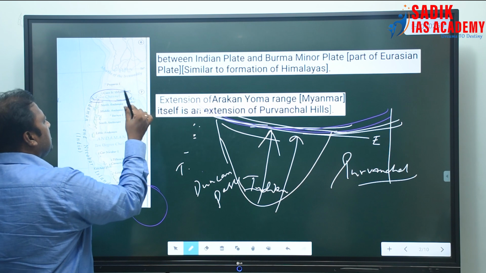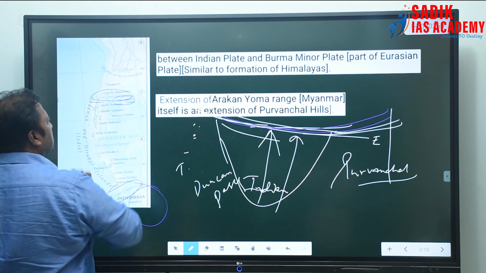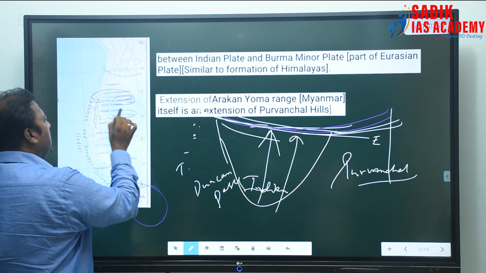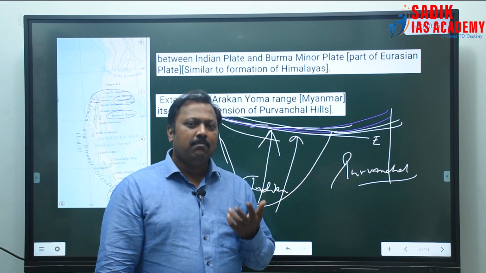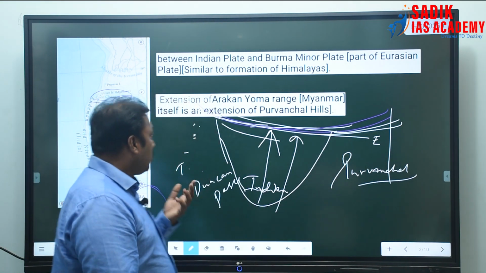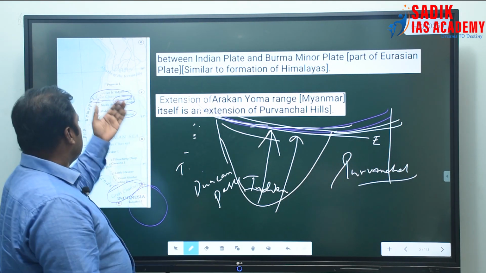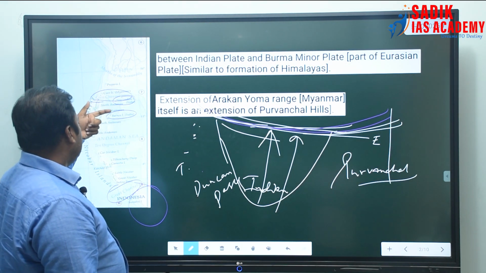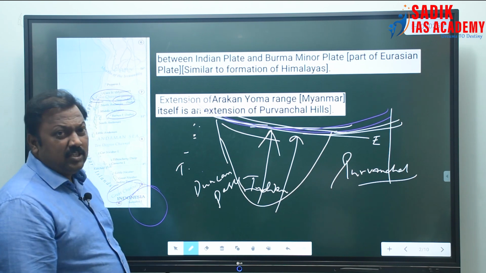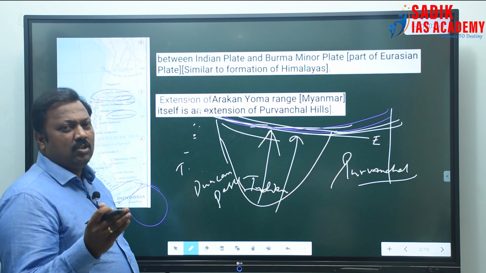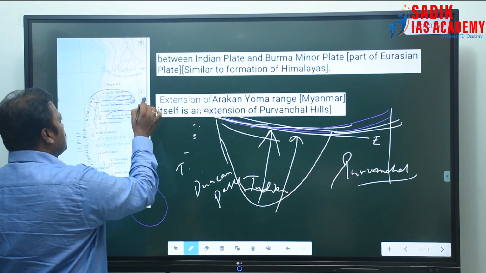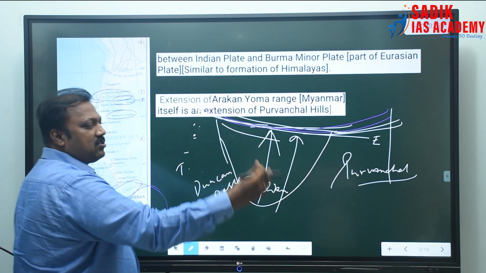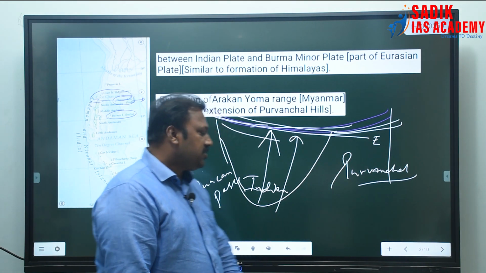One is Narcondam Island, and another island is Barren Island. These two are volcanic islands. Barren Island is an active volcano, and Narcondam Island is also a volcano. These two are very important. One more point: the easternmost island of India is Narcondam, the easternmost part of India's island territory.